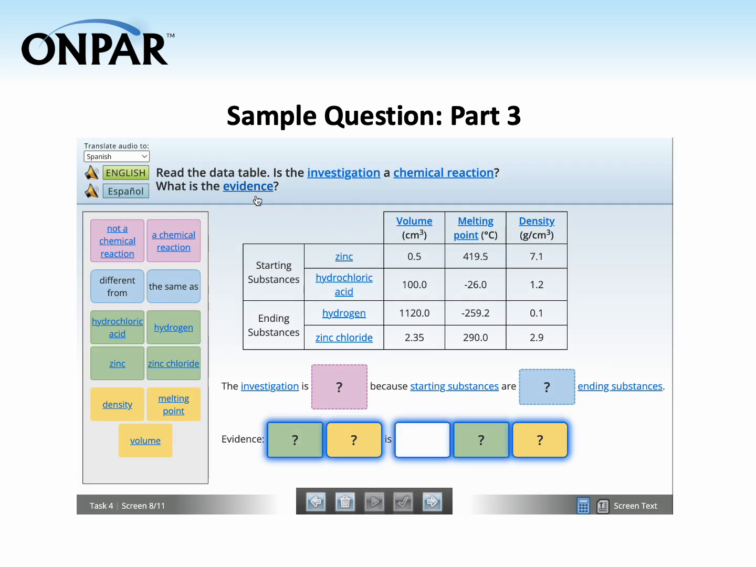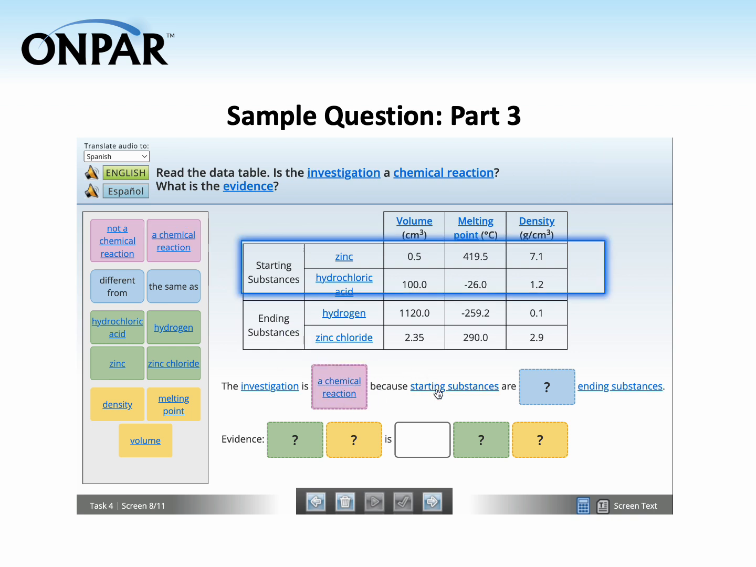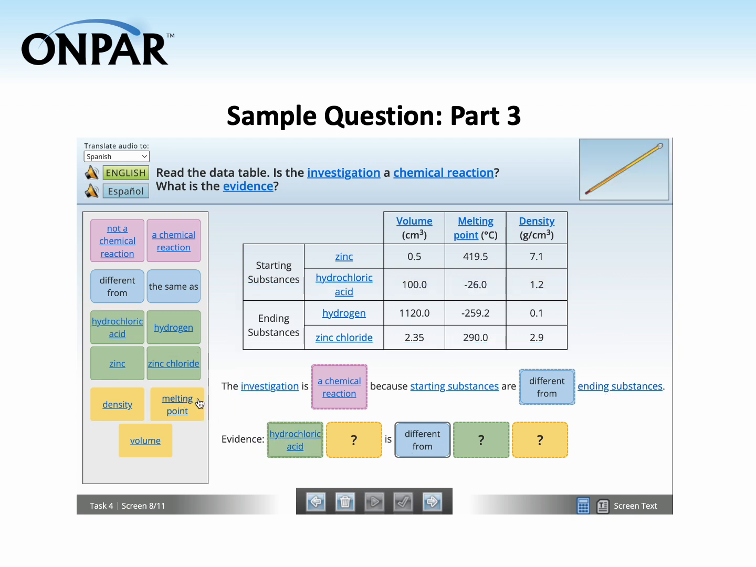On this slide, I want to highlight some of the language supports built into the ONPAR program. You can see as my mouse goes over these hyperlinked words and phrases, parts of the table are being highlighted or images pop up in the corner. And this provides support for any non-assessed academic vocabulary in the task.